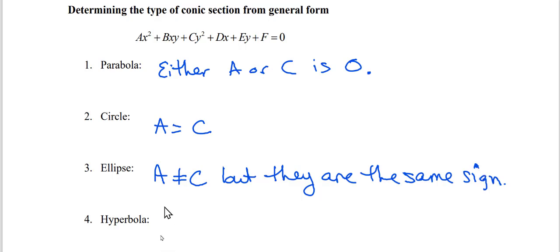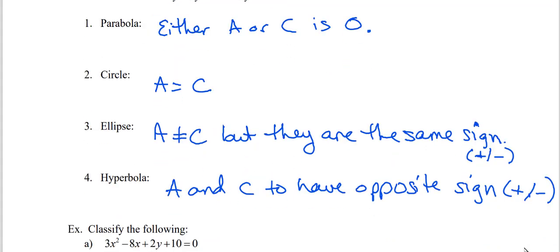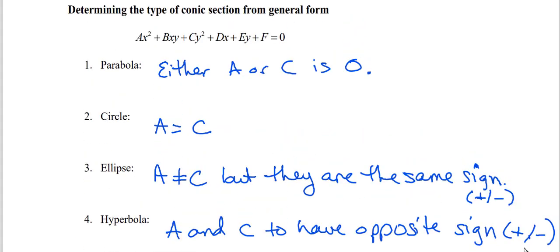A hyperbola would require A and C to have opposite signs. When I say sign here, I'm talking about positive or negative. One positive, one negative on the hyperbola. That's the only way you're going to get that subtraction between the two squared terms. Okay, notice we are completely focusing on just the x squared and the y squared terms, right? That is how you know what is happening, with the x squared and the y squared term.